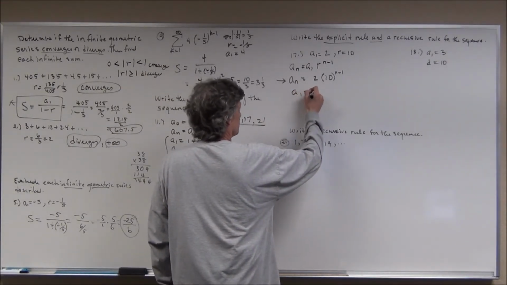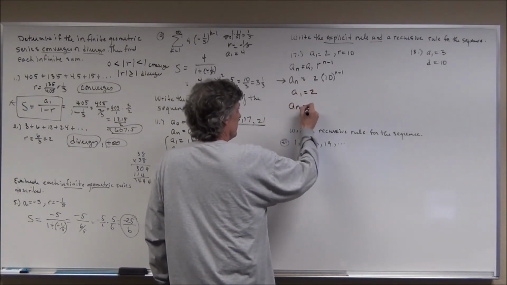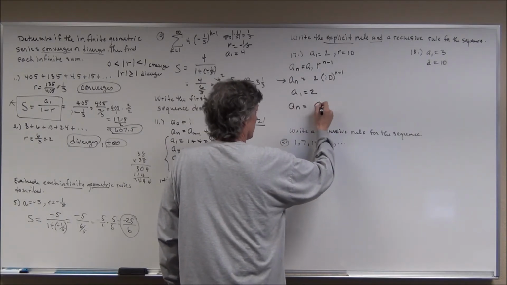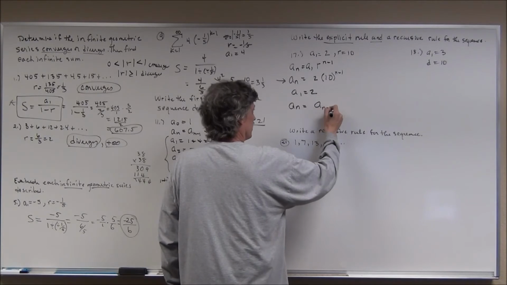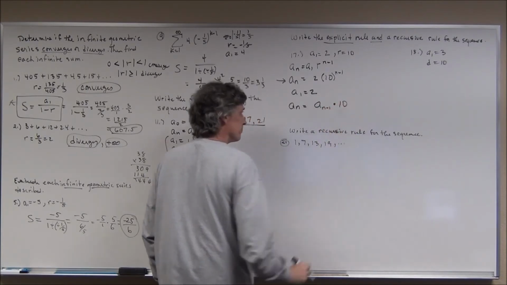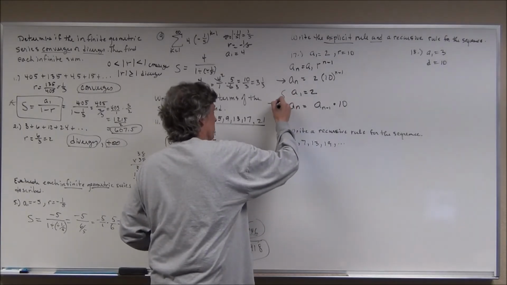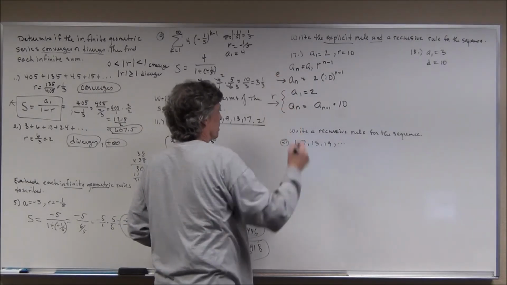So a sub 1 is 2. A sub n is equal to whatever the term before it, a sub n minus 1, is, times 10. Alright, and all of this would be the recursive. This is the explicit, this is the recursive.